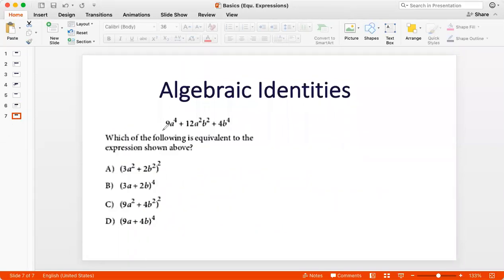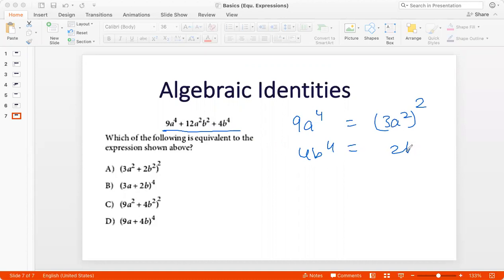So they have an expression here, and they are saying which of the following is equivalent to the expression shown above. So when you get a question like this, try and notice a pattern, right? We see that 9a to the power 4 can be written as 3a squared the whole squared. 4b to the power 4 can be written as 2b squared the whole squared. And 12a squared b squared can be written as 2 times 3a squared times 2b squared. Because 2 into 3, 6 into 2, 12, a squared, b squared.